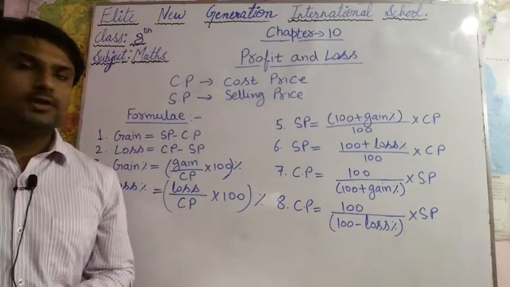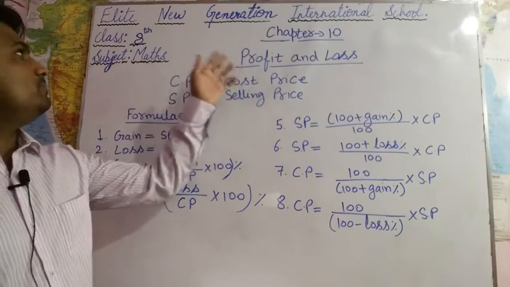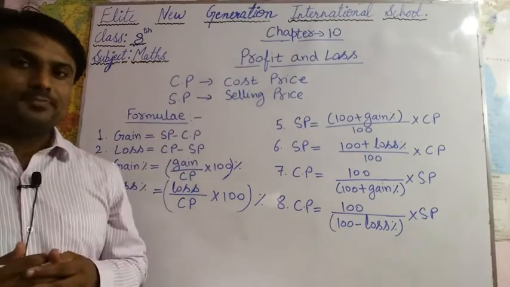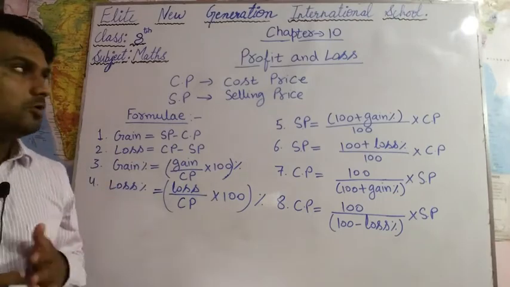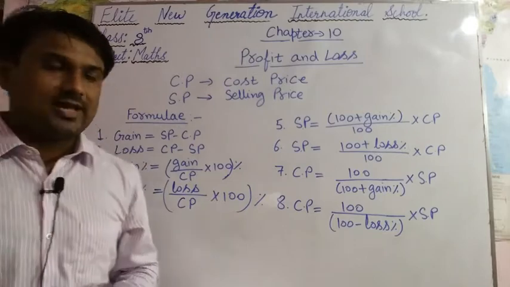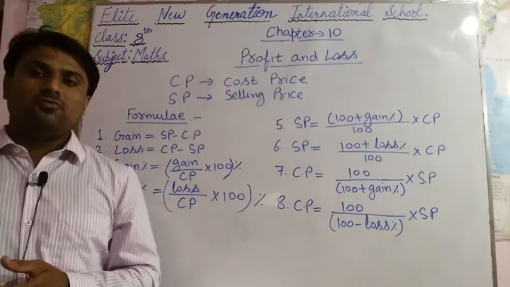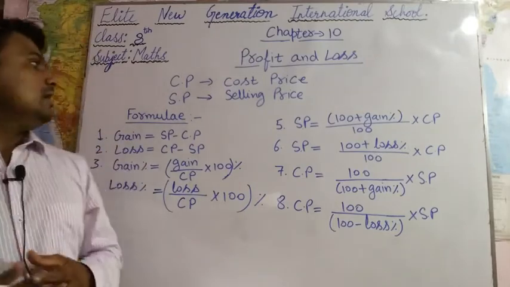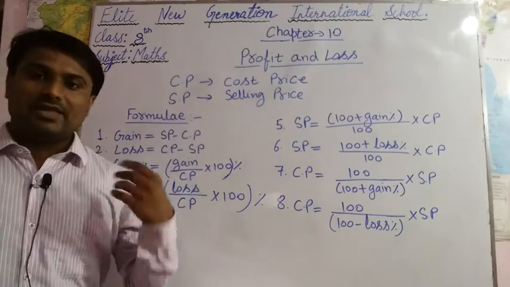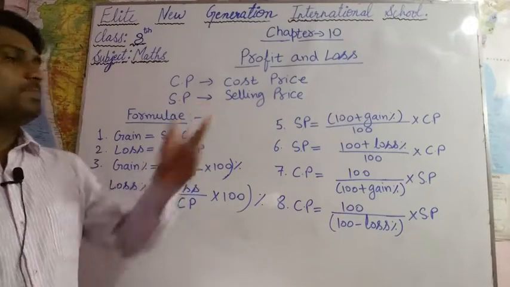Today we are going to start a new chapter, chapter number 10, profit and loss. First of all, in this chapter we have to learn some formulas. CP means cost price, that is the price at which we purchase anything. And SP means selling price, that means when we sell anything, that is known as SP.